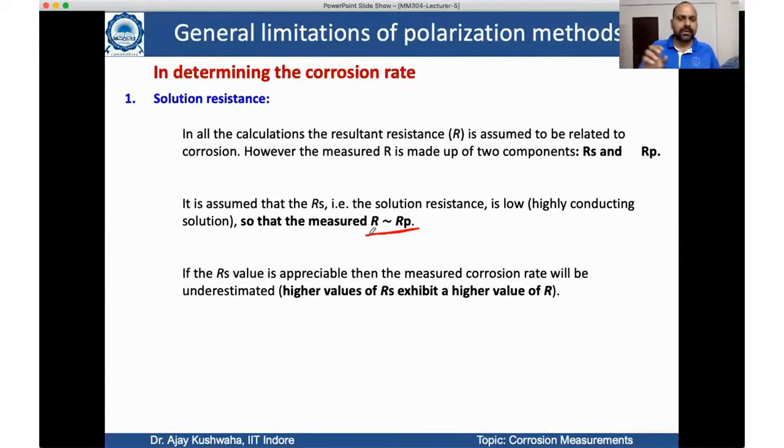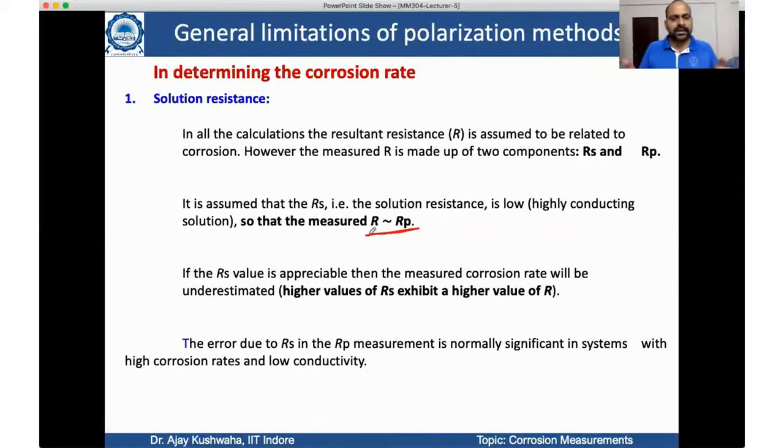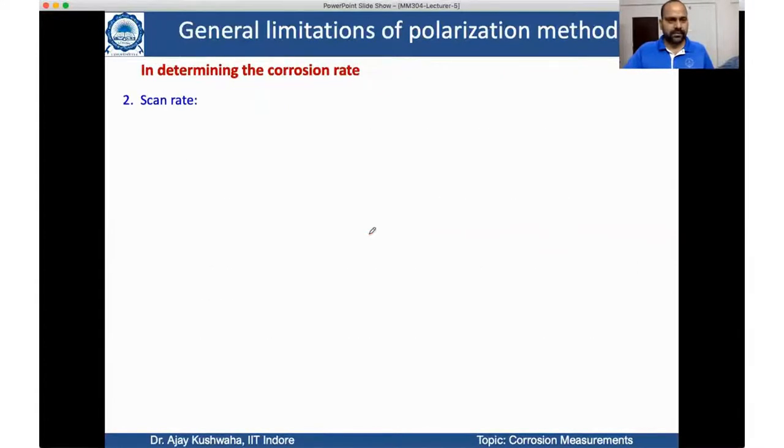when we are doing the corrosion rate analysis in the laboratory. If the RS value is appreciable, then the measured corrosion rate will be underestimated. A higher value of RS exhibits a higher value of R, and then we calculate a different value of corrosion rate, which is not the actual one. The error due to RS in the RP component is normally significant in systems with high corrosion rate and low conductivity. Now the second parameter is scan rate.